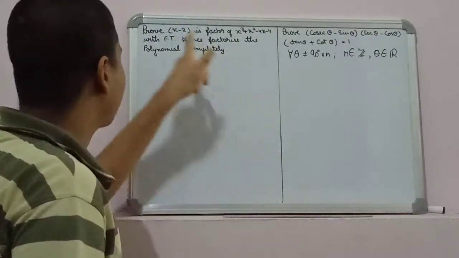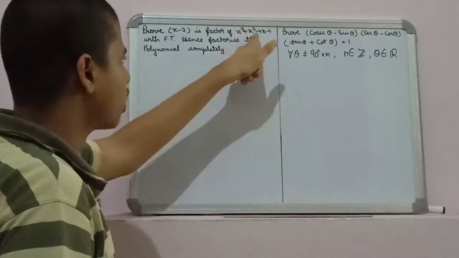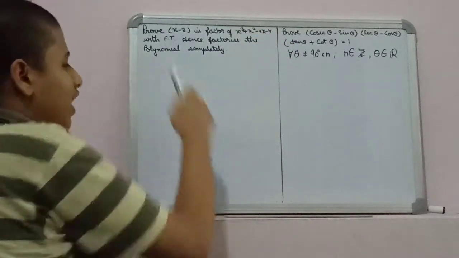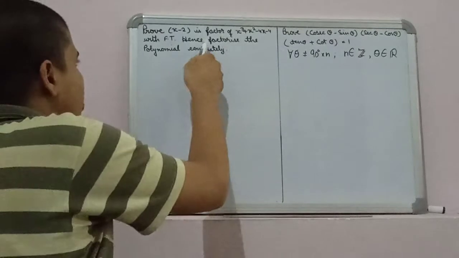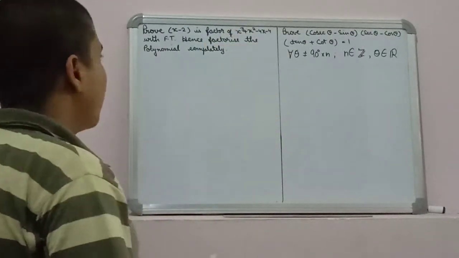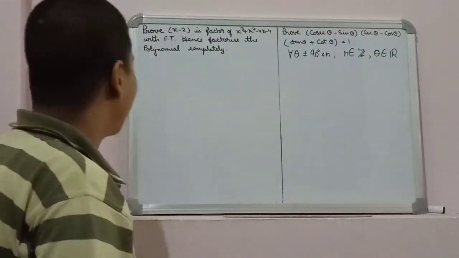Prove that x minus 2 is a factor of x cubed plus x squared minus 4x minus 4 with the factor theorem. Hence factorize the polynomial completely. Okay then. So let's recall what the factor theorem actually is.